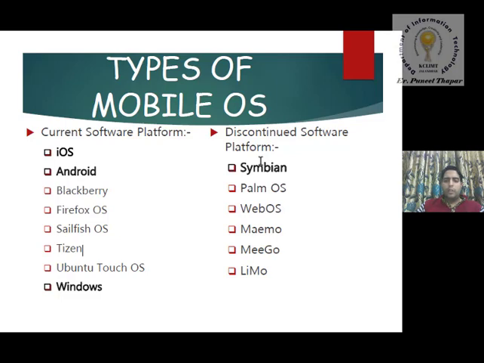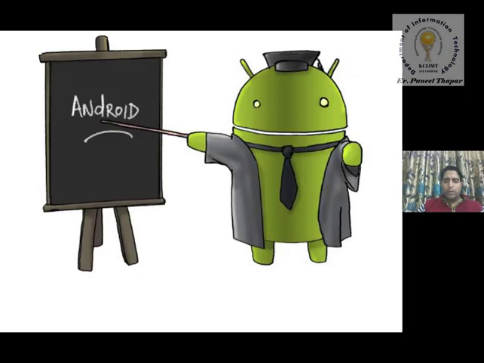After 2000, Symbian was used for many years in smartphones. After that came advancements in iOS, Android, and Windows. So let's discuss them one by one. The first topic is what are Android phones.